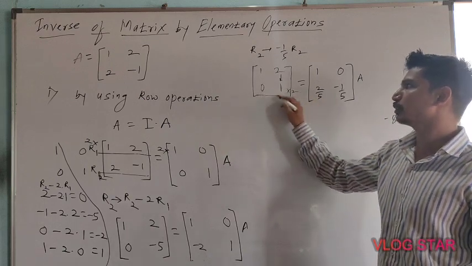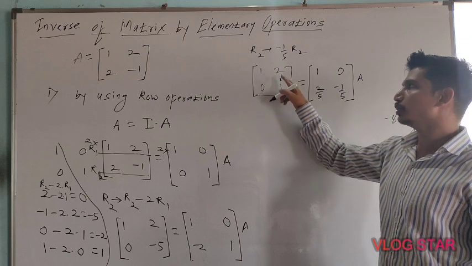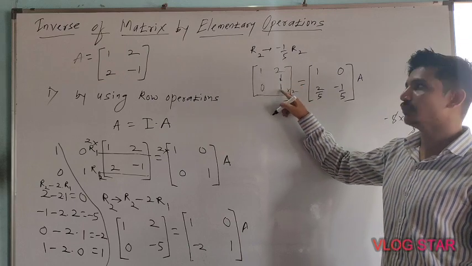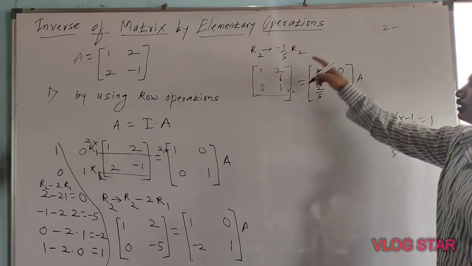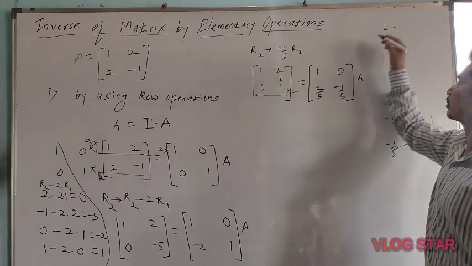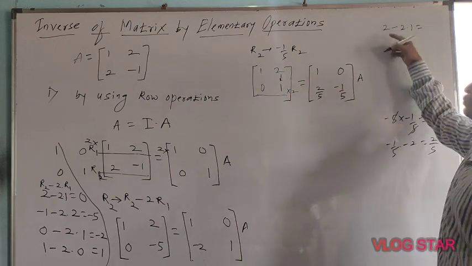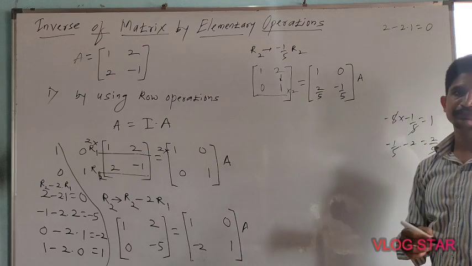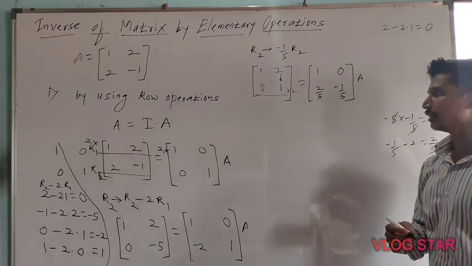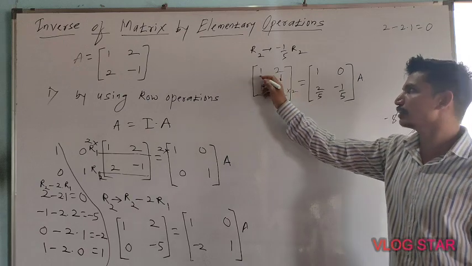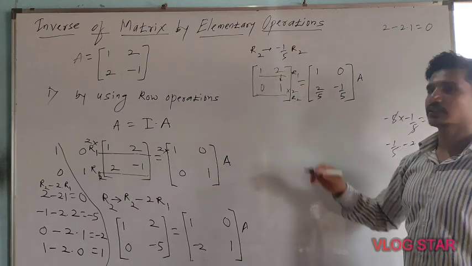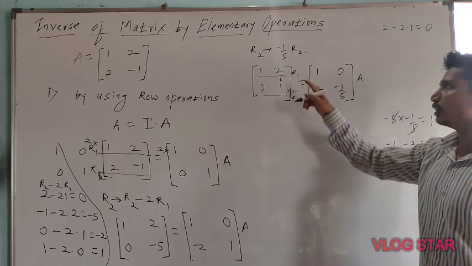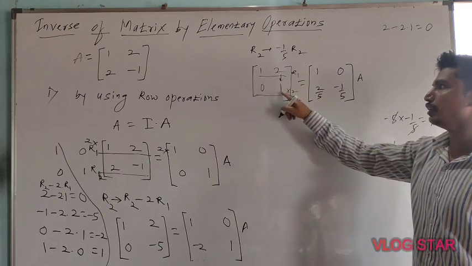So I will multiply by 2. 2 minus 2 into 1 will come 0 here. See that? 2 minus 2 into 1, 2 minus 2 is 0. Correct. That's why the operation here is: this is R1 and this is R2. Correct. R1 and R2. So R1 minus 2 into R2.